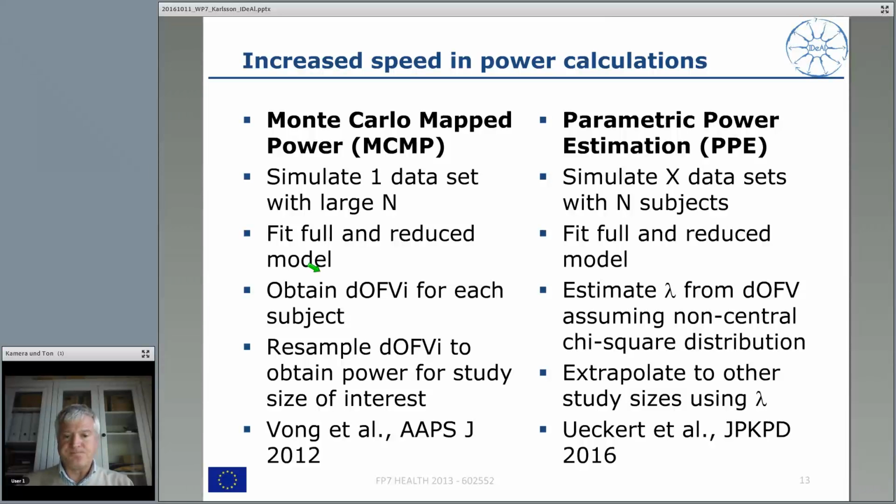The other method is the parametric power estimation. In this, we simulate a number of data sets, maybe 100 or a few hundred, with a certain number of subjects, maybe around the expected study size. For each one of these, we fit the full and the reduced model. So we're then going to have a few hundred differences in the objective function value for this particular study size, and we can fit a distribution model to these values. It's a non-central chi-square distribution, which has only one parameter we need to estimate. And this lambda parameter that we now estimate, we can then use in calculating the expected power at other study sizes, because it has the neat property of being proportional to study size.